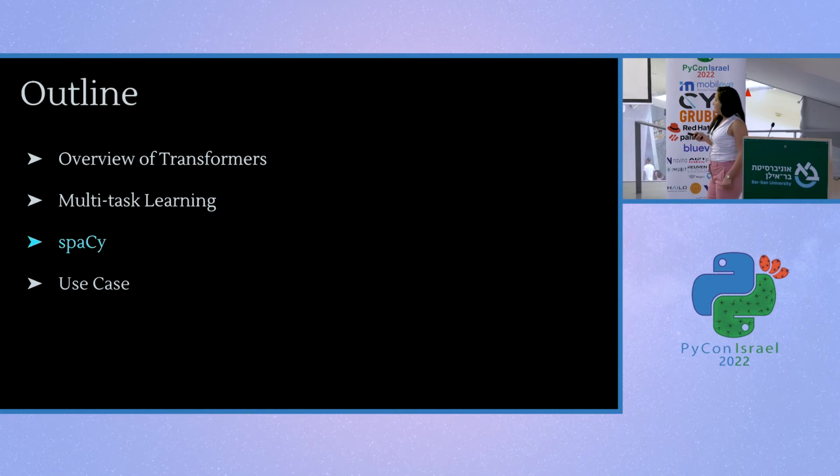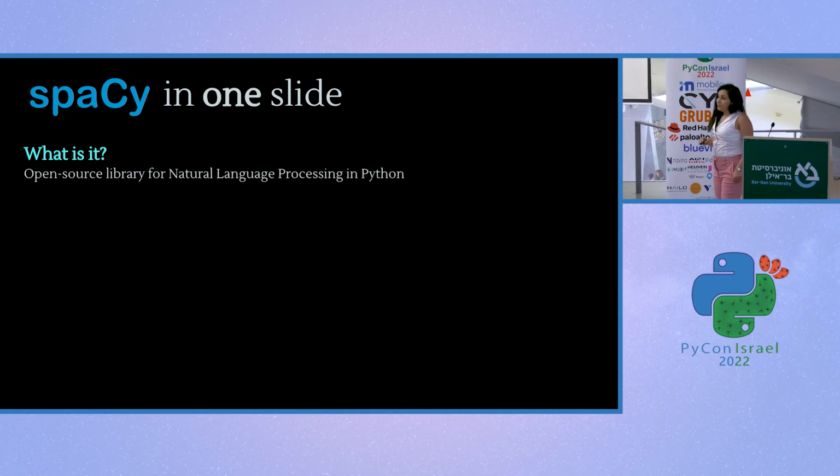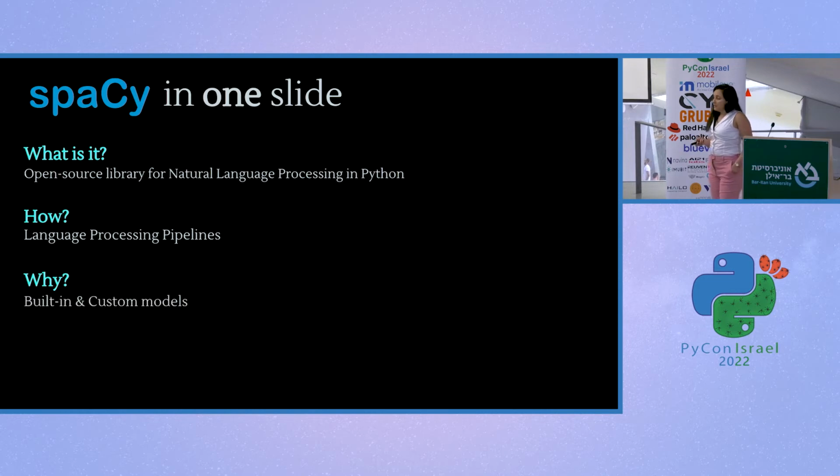And now let's move on to SpaCy, and let's start with the basics, the fundamentals. To summarize in one slide, what is SpaCy? It's an open source library for NLP in Python. It allows us to do powerful things pretty easily. The main concept is the language processing pipelines that we're going to talk about next. Why SpaCy? It comes with many built-in models and components that you can use out of the box, and you can also create models and train them pretty easily.